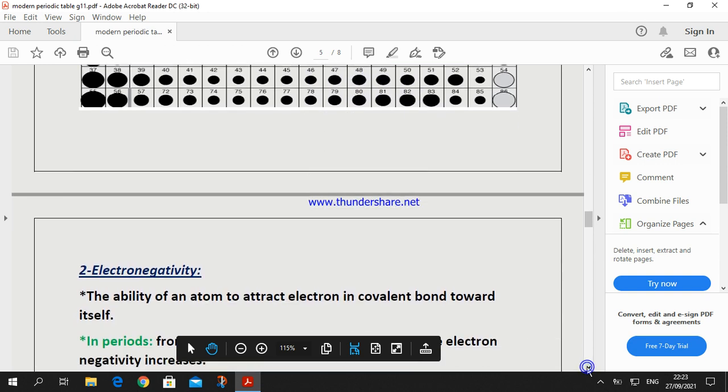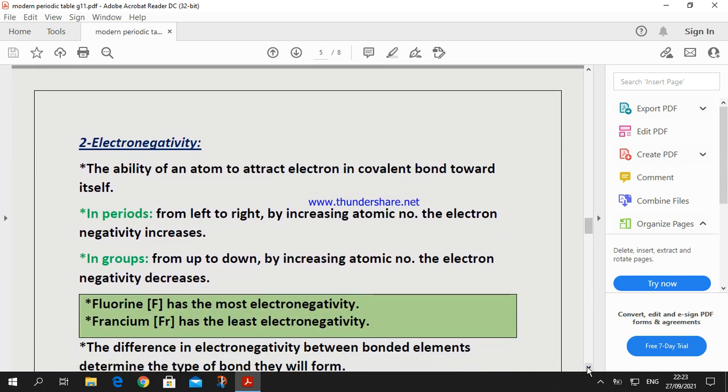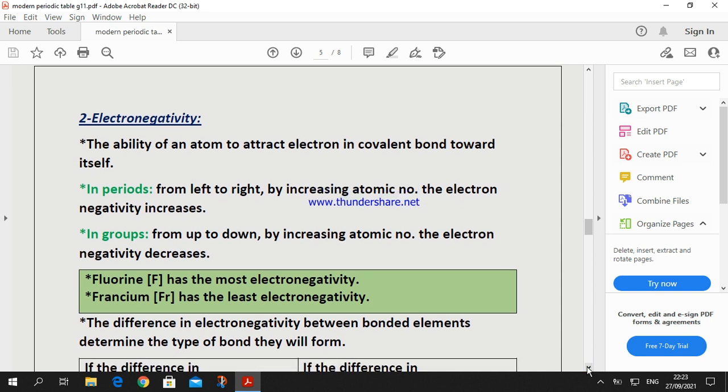The second property is electronegativity. Electronegativity means the ability of an atom to attract electrons in a covalent bond toward itself. In periods from left to right, by increasing atomic number, the electronegativity increases. And in groups from top to bottom, by increasing atomic number, the electronegativity decreases. According to this information, fluorine has the highest electronegativity and francium has the lowest.